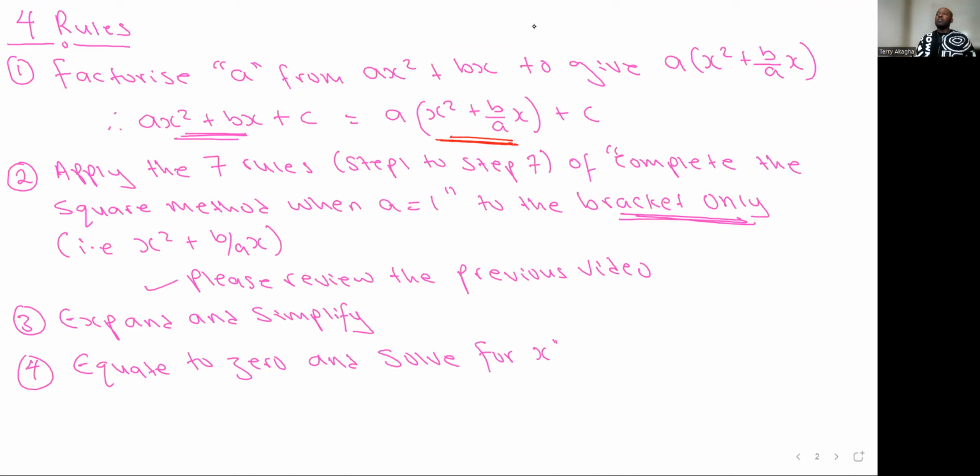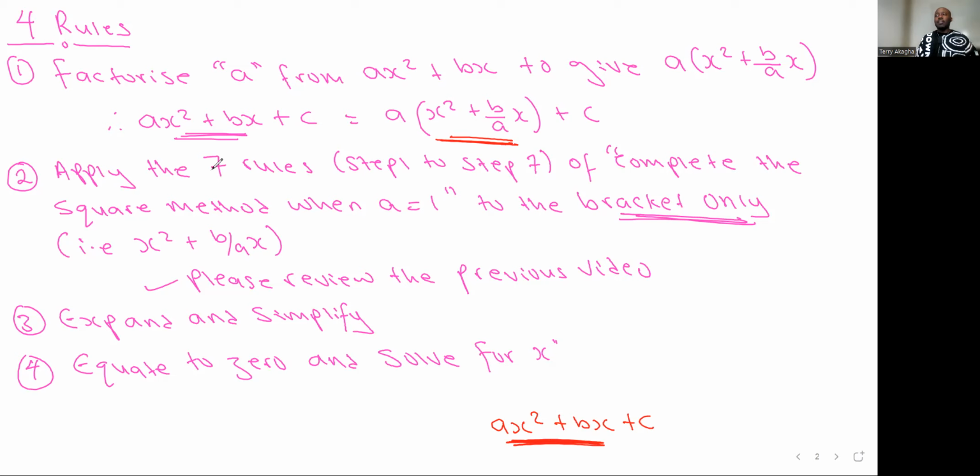The first thing you have to do is factorize a from the ax squared plus bx. Remember, it's in the form ax squared plus bx plus c. So you bring a out, you just find the common factor of the two of them. You want to make sure that the coefficient of x squared is 1. So you divide this by a, and you divide this by a as well. That should now give you a into bracket x squared plus b over a x.